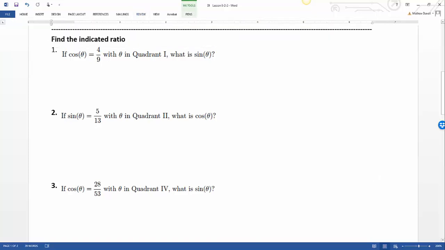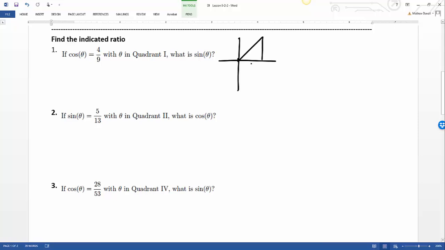All right, find an indicated ratio. So it says if cosine of theta is 4 over 9, so adjacent over hypotenuse, with my angle ending in quadrant 1, what is sine of theta? Okay. So it's saying that it's in quadrant 1, so this is quadrant 1, so there's my triangle.